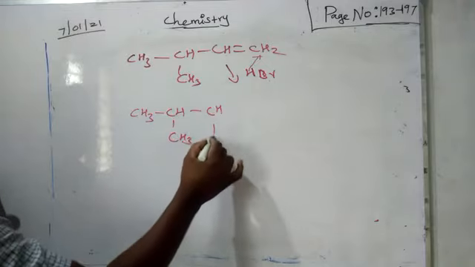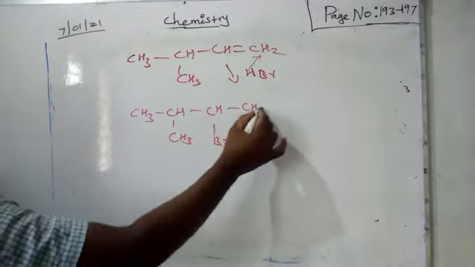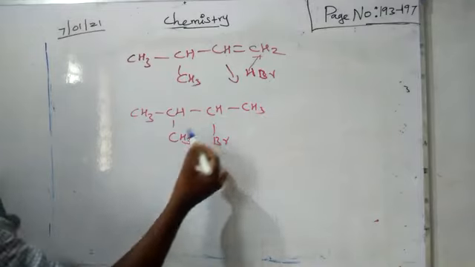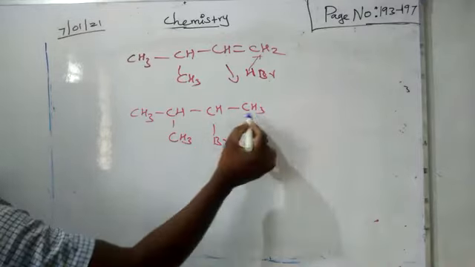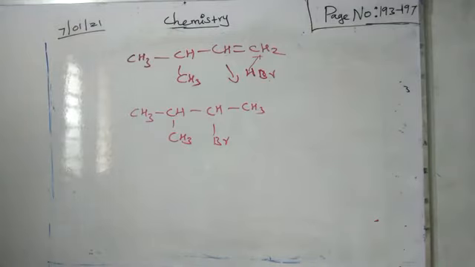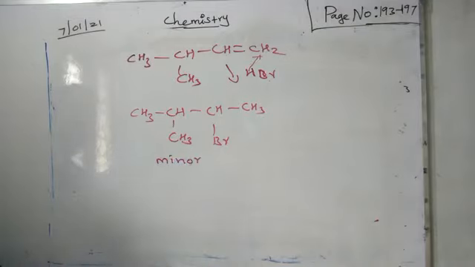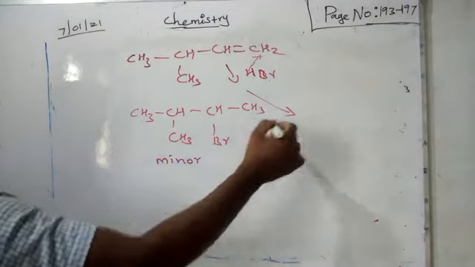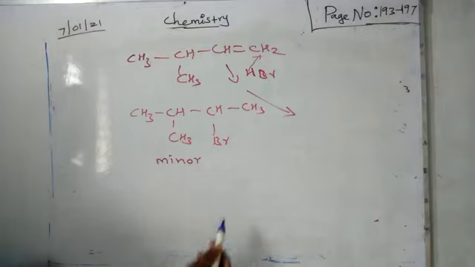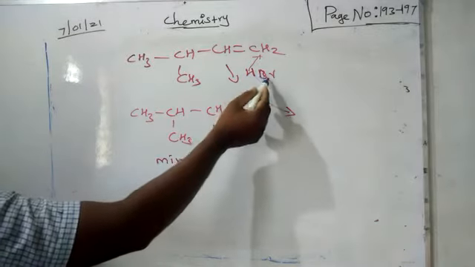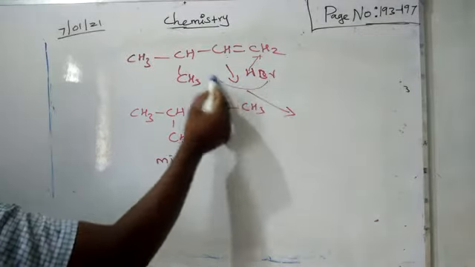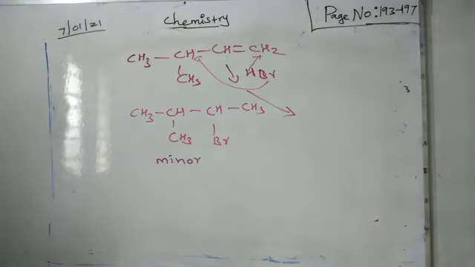CH3, CHBr, CH3. So 2-bromo-3-methylbutane. This is our expected compound, but which is not a major product, it is a minor product. But it is also forming another type of product. What is that? Instead of adding in this carbon, it is added in the secondary carbon.